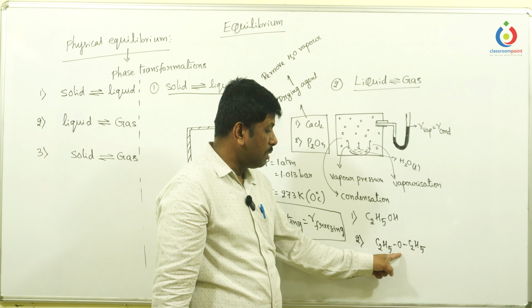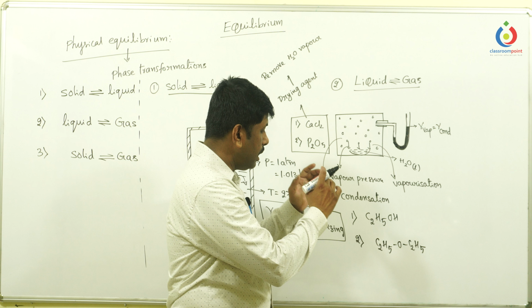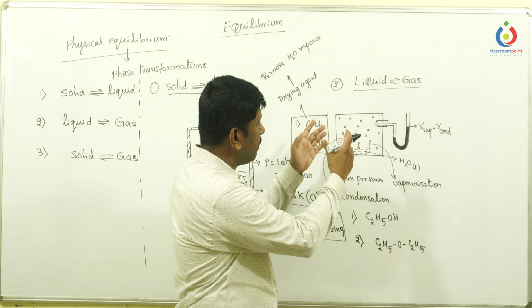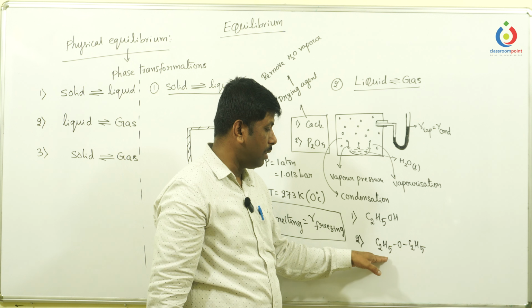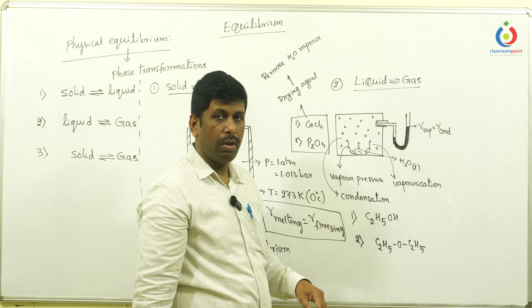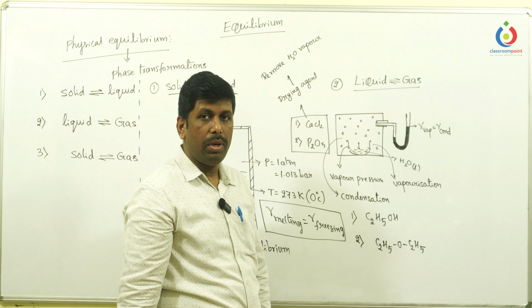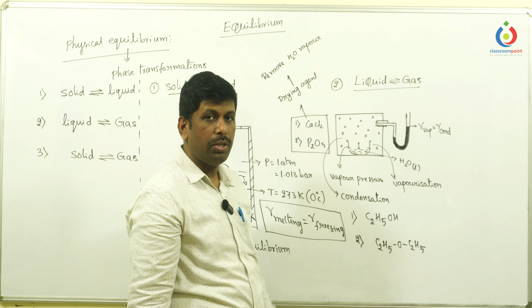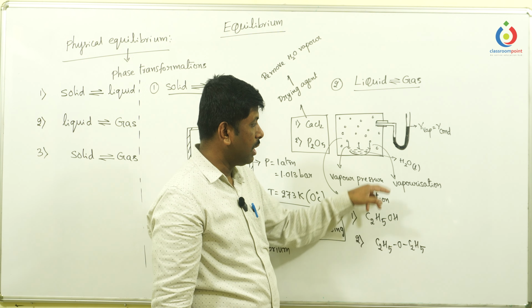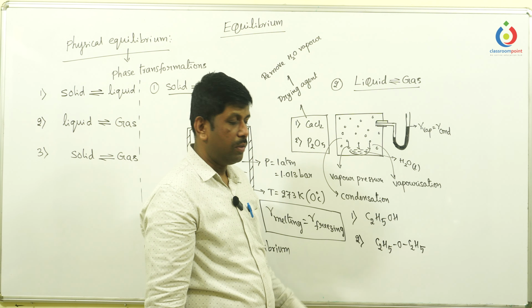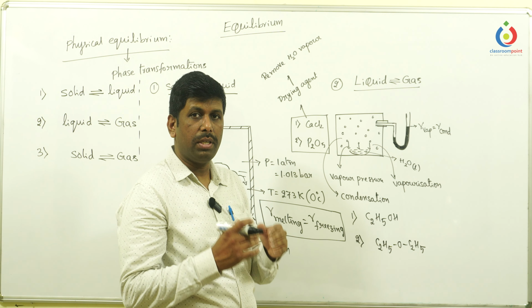See, ether is more vaporized, more volatile than the alcohol. That means ether can create more vapor, so that the rise of the mercury level will be more in the case of the ether in comparison to the alcohol. Alcohol is more volatile in comparison to the water molecule. So that's why different molecules achieve equilibrium at different stages.